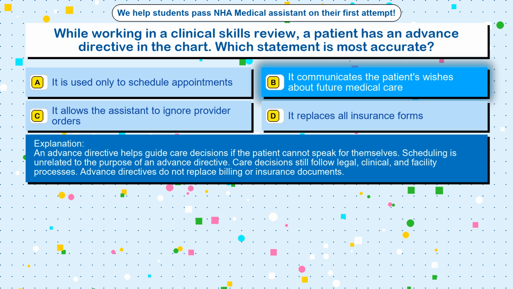Care decisions still follow legal, clinical, and facility processes. Advance directives do not replace billing or insurance documents.